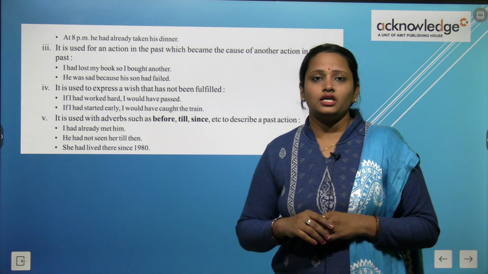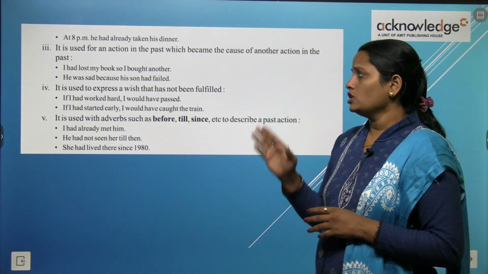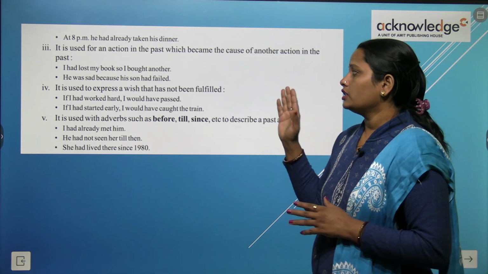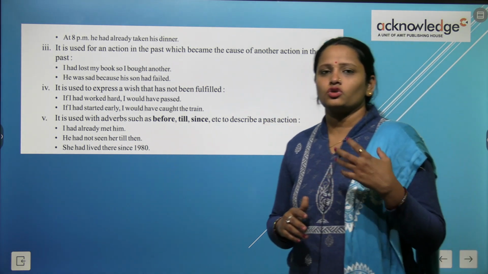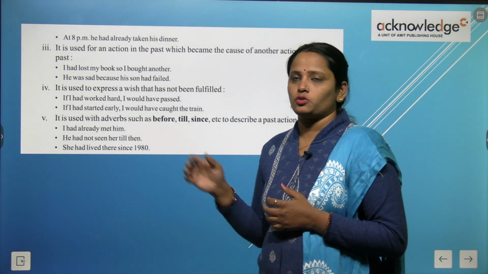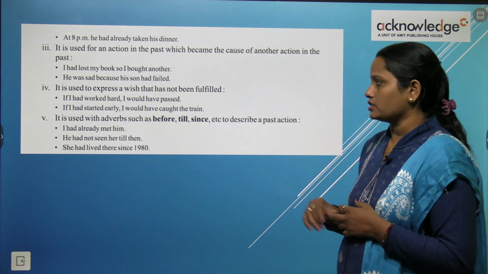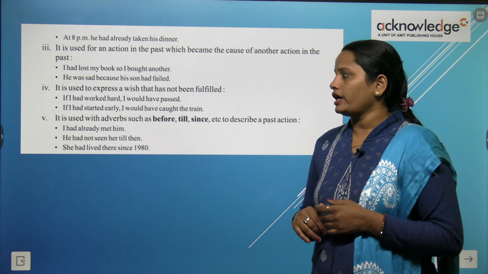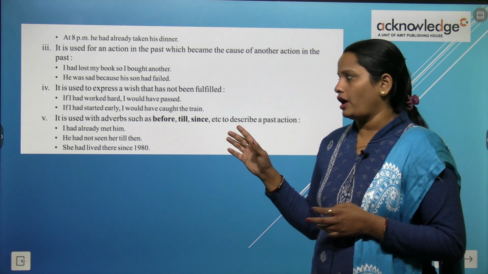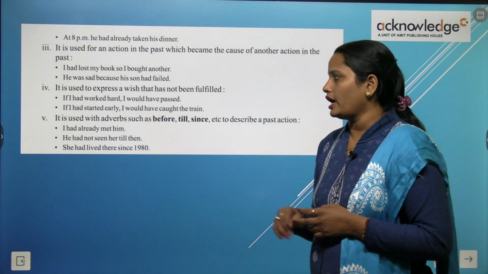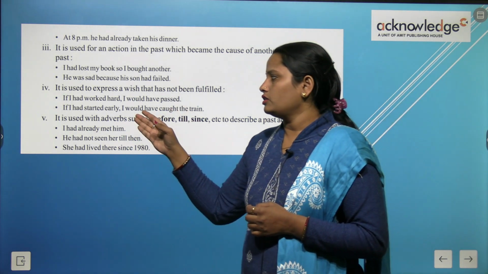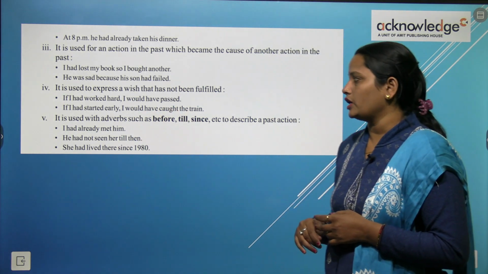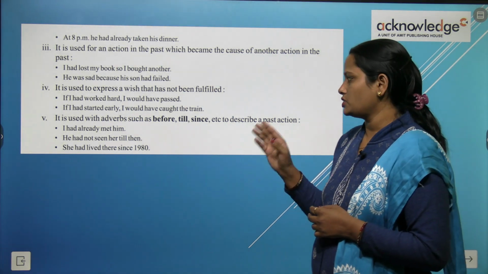Now the fourth point is it is used to express a wish that has been fulfilled. So ऐसे wish जो fulfill हो चुकी है उसको भी express करने के लिए we use past perfect tense. So if I had worked hard, I would have passed, and if I had started early, I would have got the grade. Fifth point is it is used with adverbs such as before, till, since, etc.